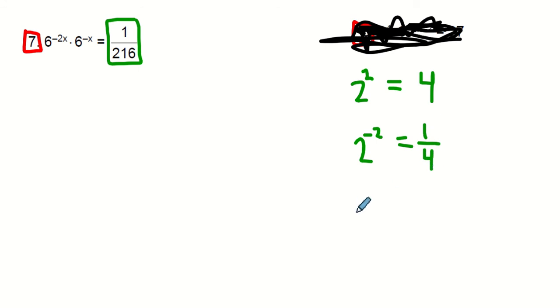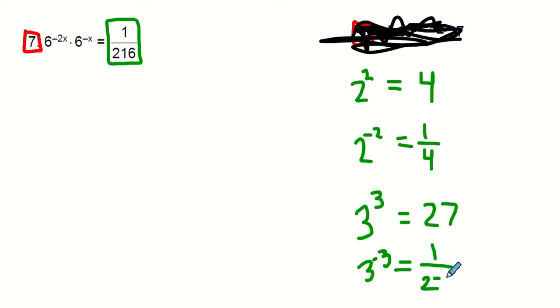So in the same way, if I asked you 3 to the third, 3 to the third is 27. So 3 to the negative third would be 1/27. Okay, so we're going to try this a different way. Again, when you have a negative exponent, it's basically the same thing but flipped as a fraction.